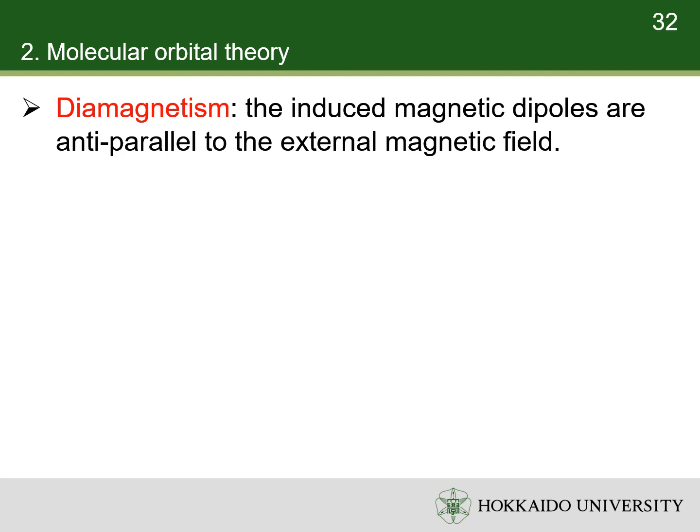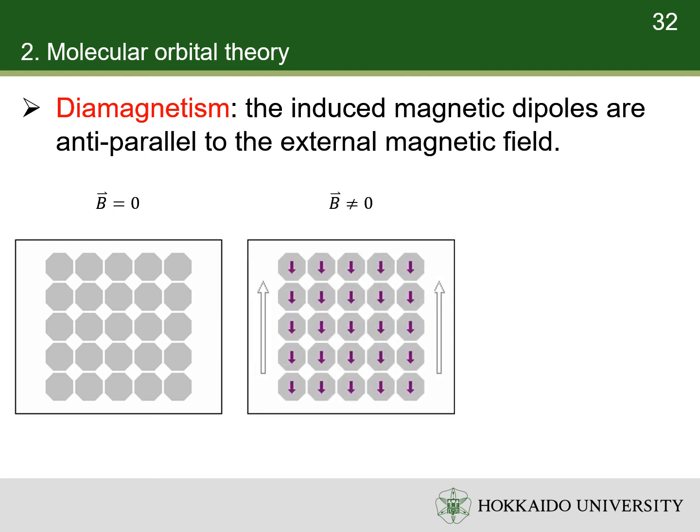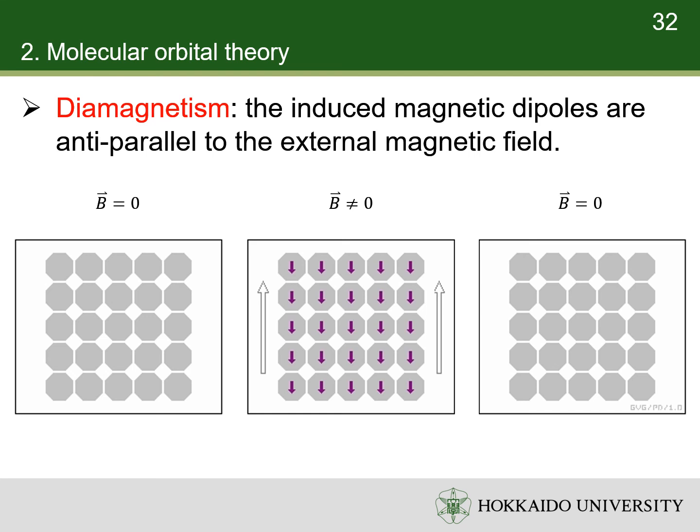Diamagnetism is the property that the induced magnetic dipole of matter by the external magnetic field is antiparallel to the external magnetic field. In diamagnetic materials, if there is no external field, the magnetic dipole moments of all the molecules are zero. With an external magnetic field, the motion of electrons produces magnetic dipoles in the opposite direction to the external magnetic field. When the external magnetic field is removed, the magnetic dipole moments return to zero.